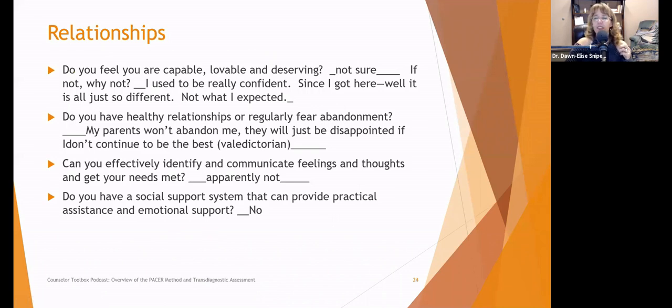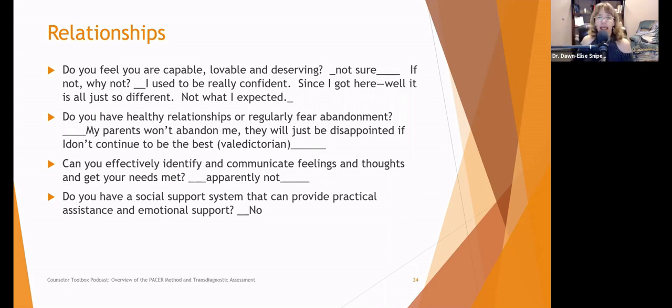Do you feel you're capable, lovable, and deserving? She said, I'm not sure. Okay. She says she used to be really confident, and since she got here, it's just all so different and not what she expected. When I asked her about whether she has healthy relationships or fears abandonment, she says, my parents won't abandon me. They'll just be disappointed if I don't continue to be the best, which, she was the valedictorian of her class. Okay, so, we may need to look at mind reading and expectations, but that'll be for a couple weeks down the line.